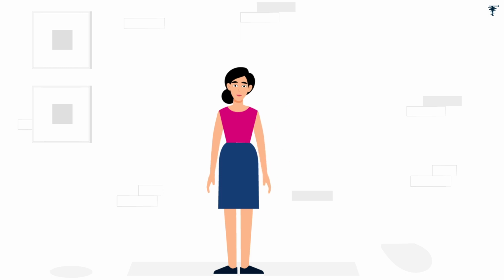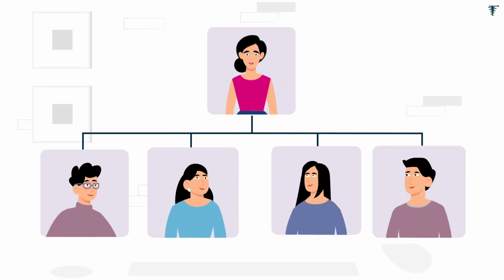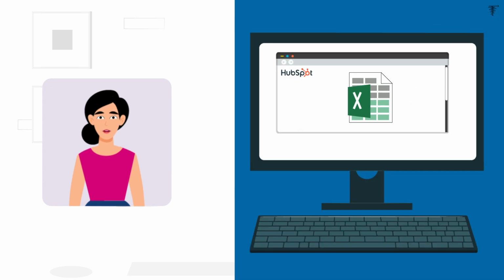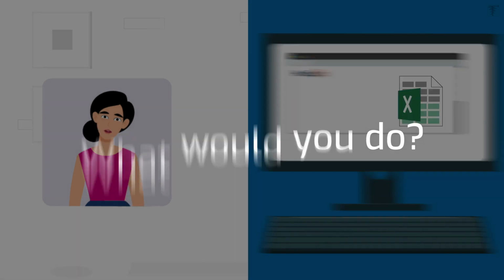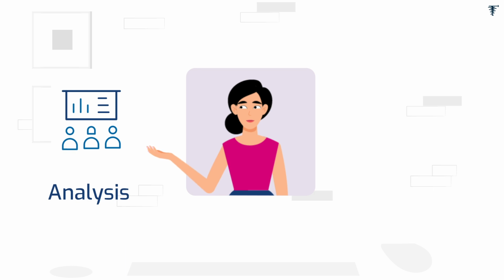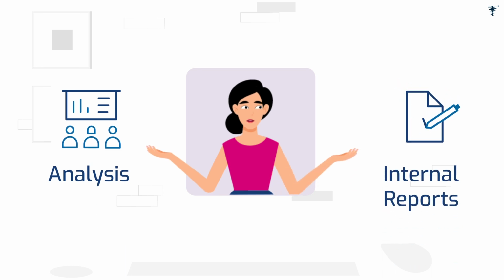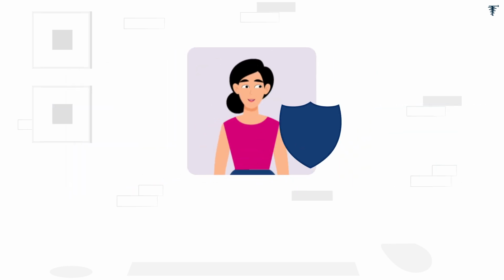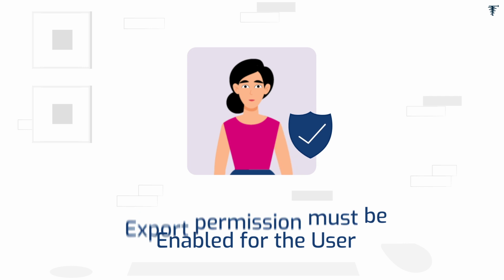Hi there. You have a meeting lined up with the office management and need to quickly show the data, like contacts, in a spreadsheet and not in HubSpot. What would you do? The solution is simple. Whether you need it for analysis or to prepare internal reports, you can easily export data from HubSpot. For this, export permission must be enabled for the user.